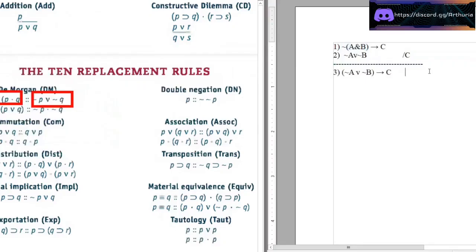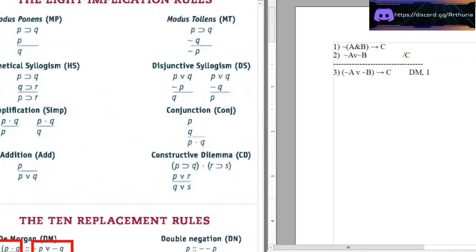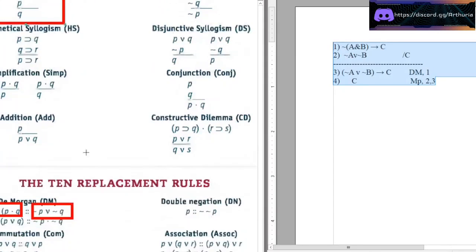So we say, DM of line 1. Notice it only takes one line. We're De Morgan'sing this. And now with the modus ponens rule here, we see that this is the left side of an if-then statement, and then this is also the left side. So we get the right side. So we could write C here by modus ponens of 2 and 3. And so we could prove that this argument is valid using these new rules. And that's a lot quicker than doing the truth table.